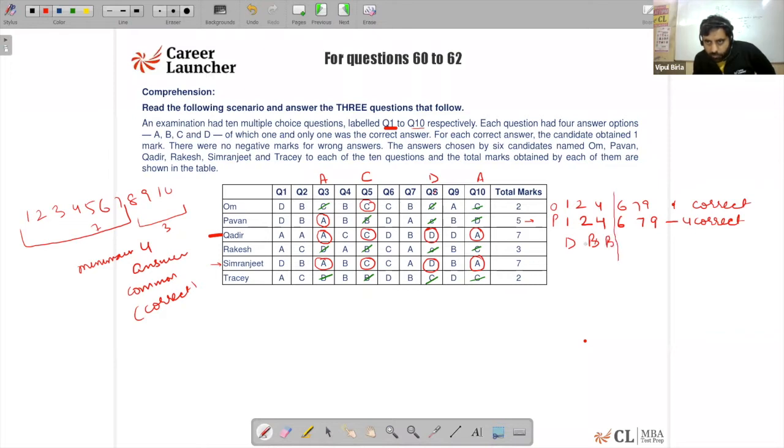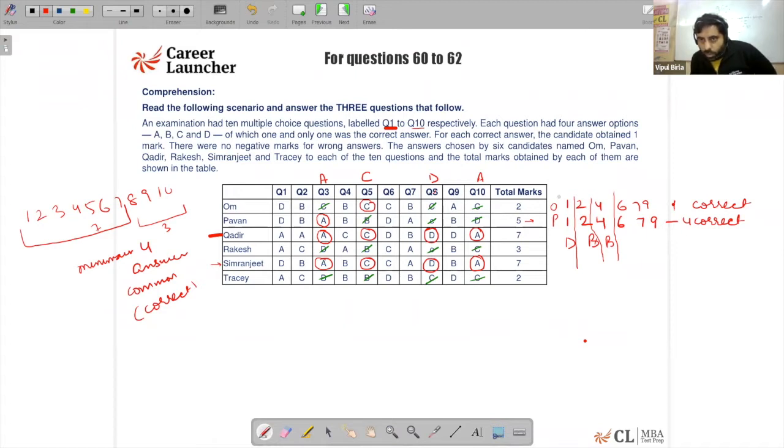That means for the first three, that is 1, 2, and 4, each of Om and Pavan have given the same answer. So either both of them will be right or both of them will be wrong, right? So for Om, only one correct answer is left out of these, while for Pavan, we know 4 correct answers have to be there out of this.